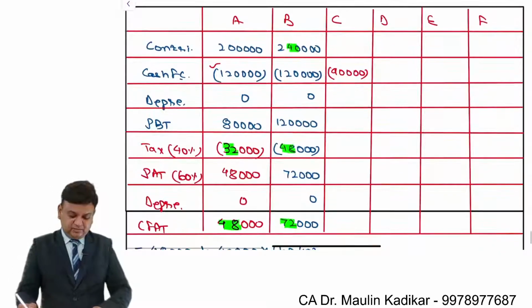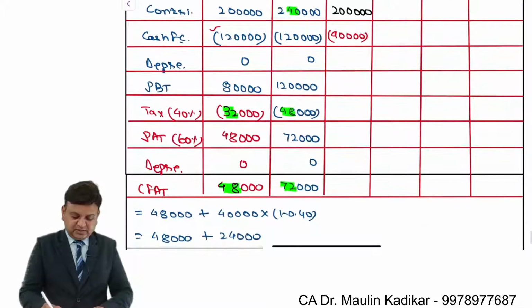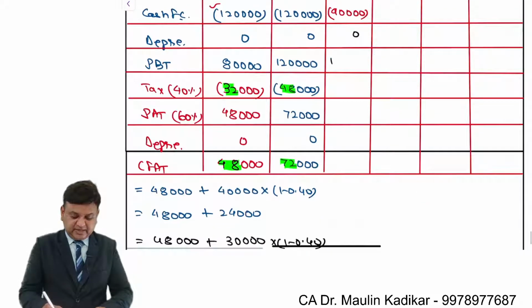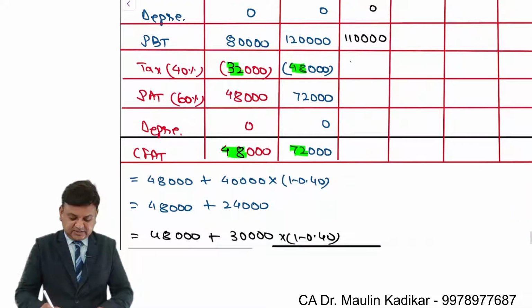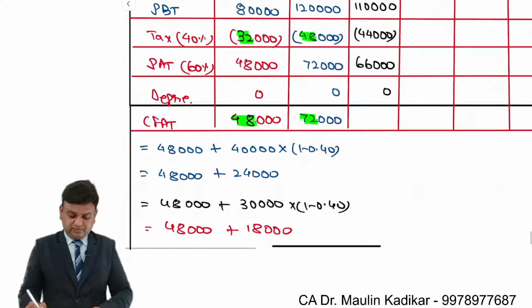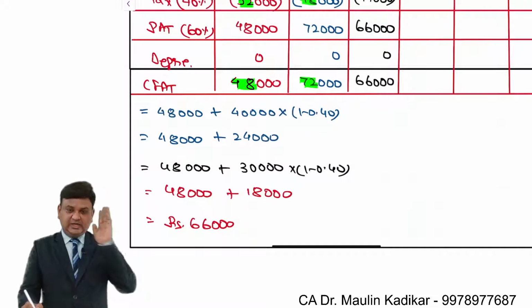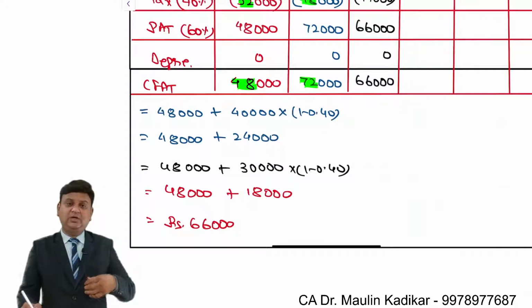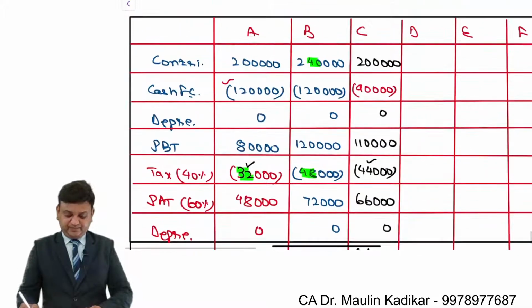Let us check this value. This is an amount of 2 lakhs. This is 0. This is 1,10,000. 40% income tax liability, so tax is 44,000. This is 66,000. This is 0. So this is again 66,000. We understand logically that 30,000 into 40%, 12,000 rupees is the amount by which the tax liability increases. So from 32,000 it increases to 44,000. This is what we understand.